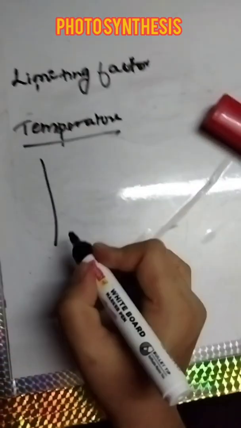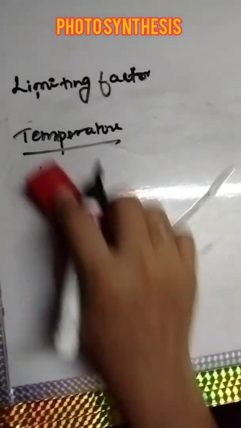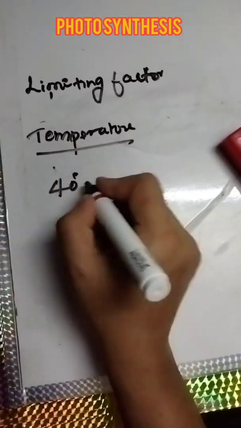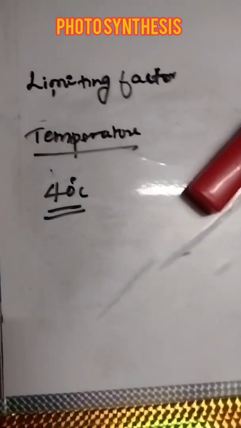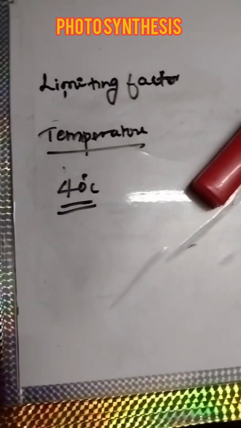Actually, the ideal temperature for photosynthesis should be less than 40 degrees Celsius. Okay, what if it is more than 40 degrees Celsius? If it is more than 40 degrees Celsius, as I told you, you have a stomata in the lower end of the leaf. You can clearly see here, this guard cell will close the stomata.